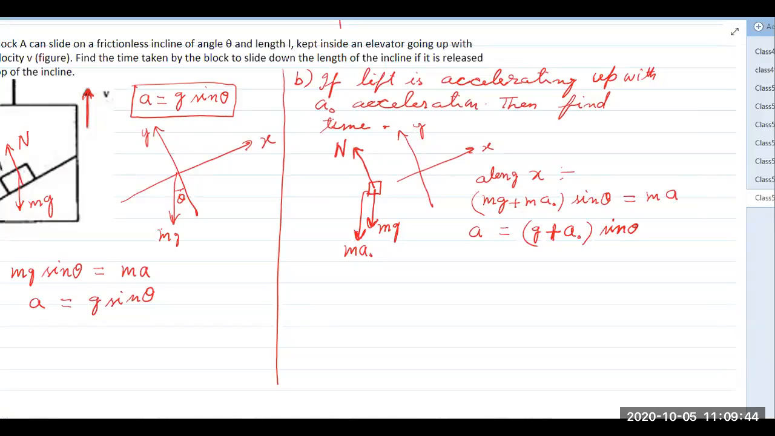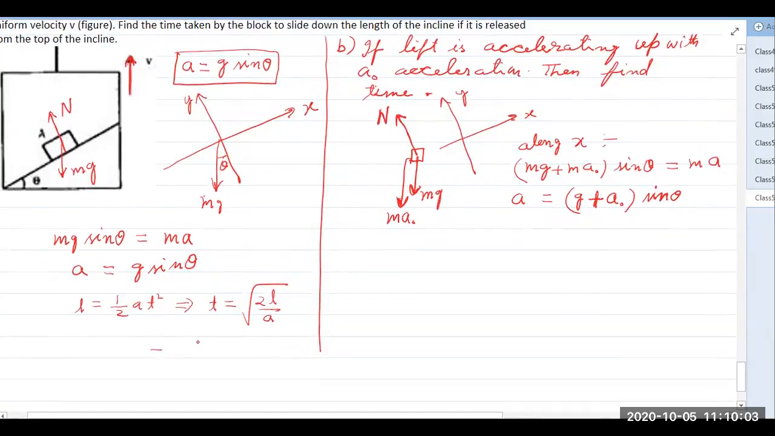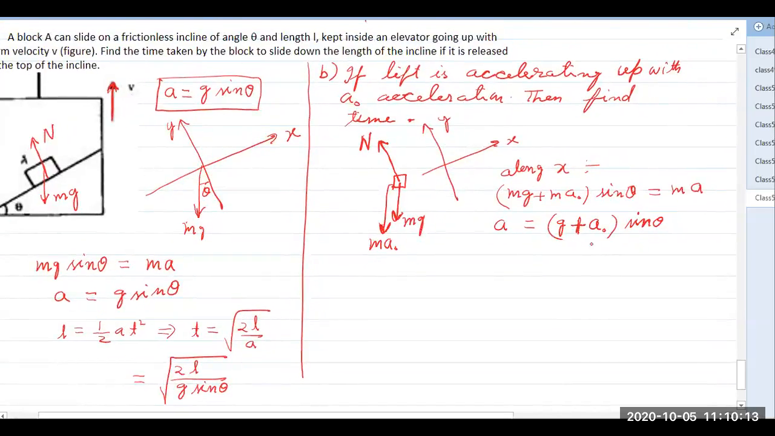Now what will be the time taken? In both cases we have to find the time. So how do we find the time? The length of the incline is given, L, so we can write L equal to half a t squared. So t is the square root of 2L by a, so we can write the square root of 2L by g sin theta. And on this side we can write L equal to half a t squared, so t will be equal to the square root of 2L by a. So it will be the square root of 2L by (g plus a naught) sin theta.